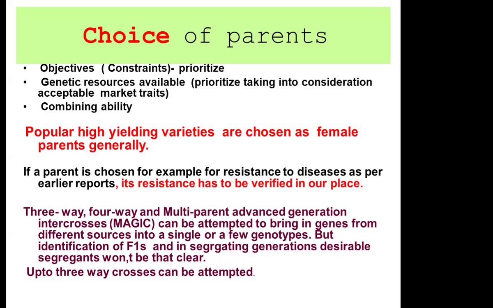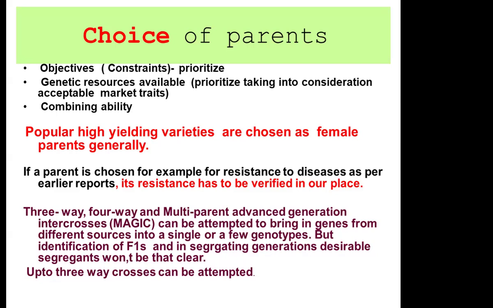And we now have this magic, that is multi-parent advanced generation intercrosses, and Dr. Nigam also discussed this in detail. We can restrict our crosses to 3-way crosses only. Up to that, we can easily identify F1s and judge whether they are segregants or not. So that will be in our purview if we go for this crossing program.